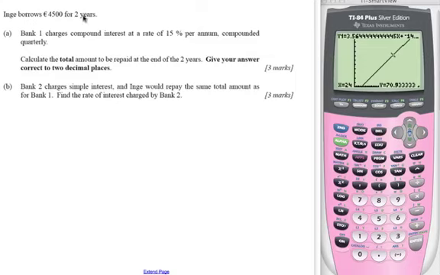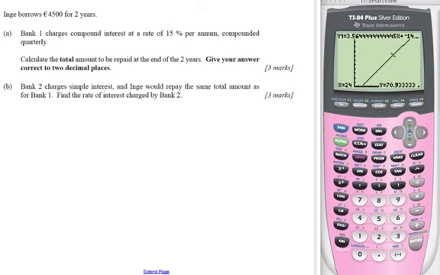Okay, so we've got a finance question here. Inga borrows €4,500 for 2 years. Bank 1 charges compound interest at a rate of 15% per annum, compounded quarterly. Okay, so we're going to need our compound interest formula.